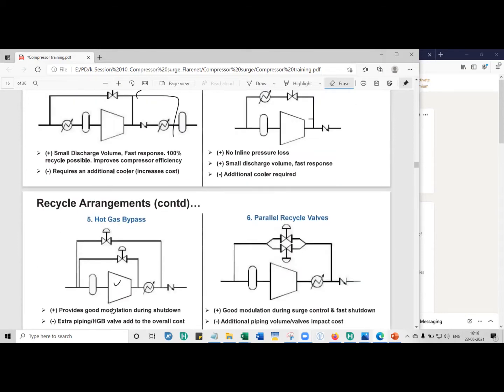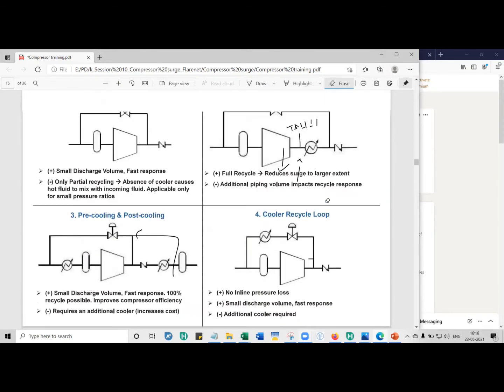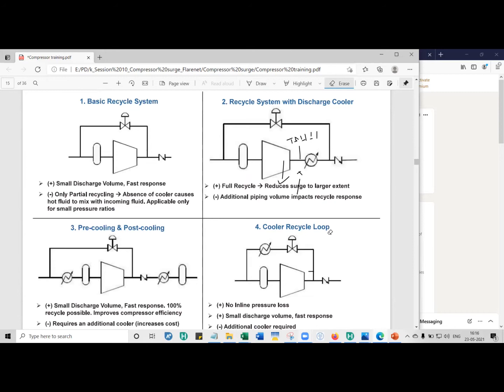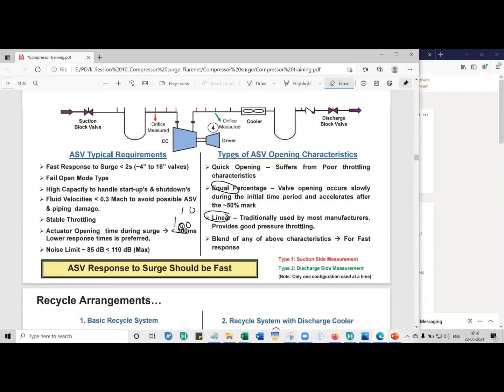Depending on your process conditions, you have to choose the best way of working this out. You can work out almost anything. You have to understand which is the best arrangement for a given application, and for that, it depends on the performance curves as well as the process conditions at hand.